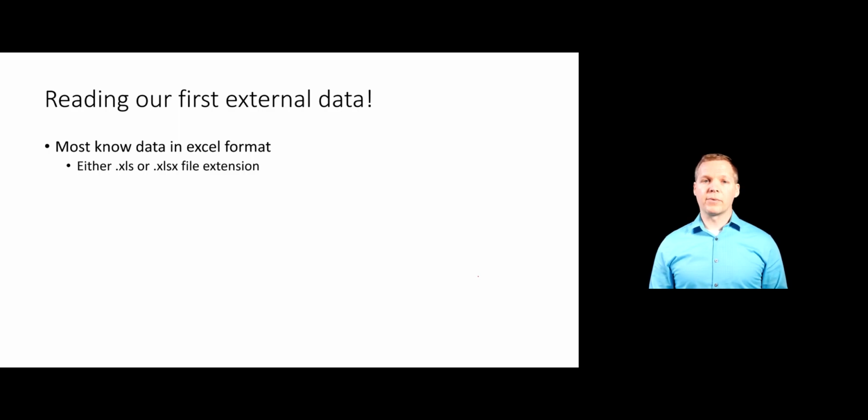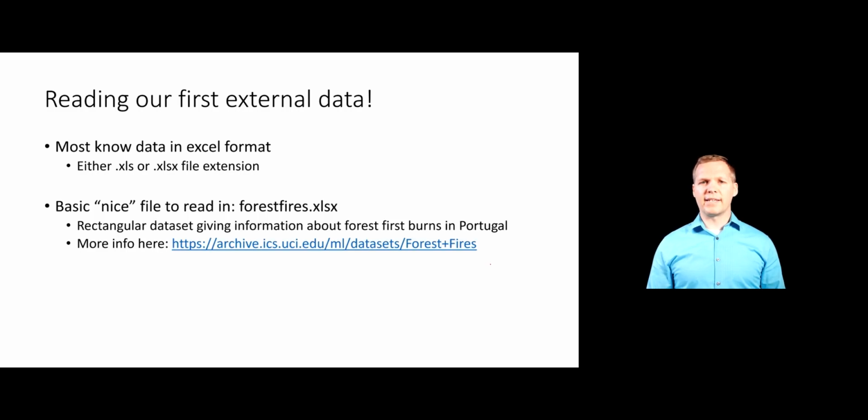The first kind of data that we're going to read in is a basic Excel dataset. An Excel dataset is going to have an extension of .xls or .xlsx, depending on which version of Excel it is. We're going to start with a nice, easy-to-read-in file that has no weirdness to it, called Forest Fires. This Forest Fires dataset gives information about forest fire burns in Portugal. If you're interested in this dataset and want to learn more about it, you can go to the UCI Machine Learning Repository where we found this data, and they'll have more information about it there.